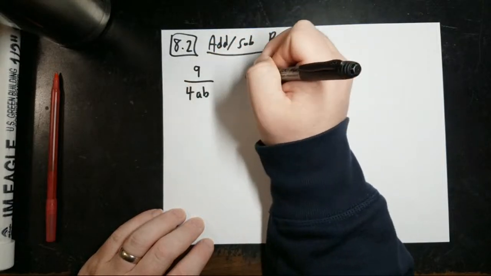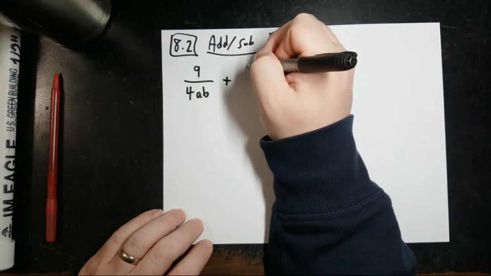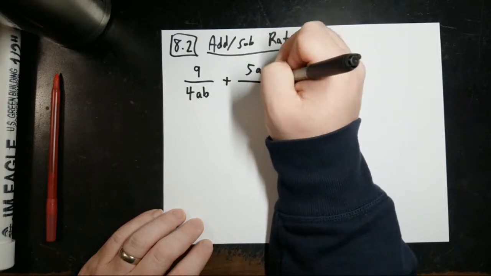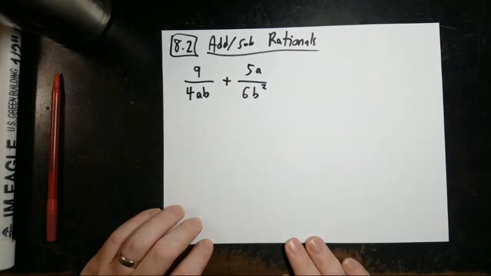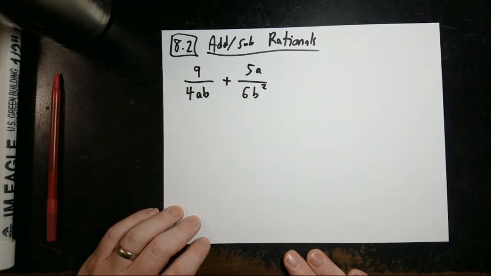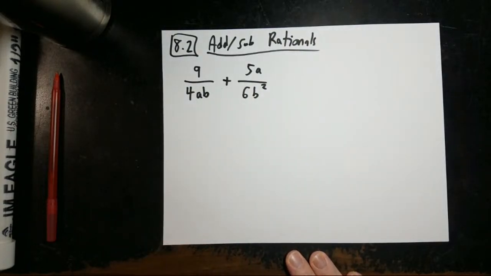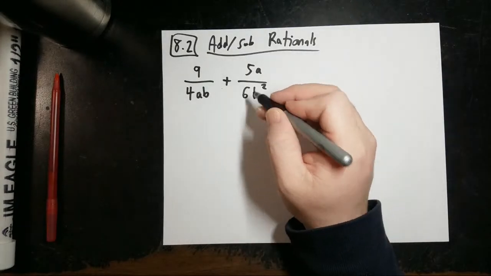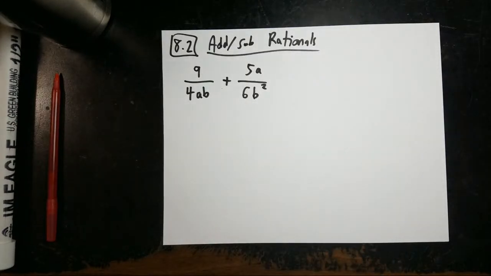Nine over 4ab plus 5a over 6b squared. Now, the directions would say something to the effect of simplify. And yeah, you're not solving for anything, you're just simplifying. But in order to simplify, you have to bring these two fractions together into a single fraction. That single fraction needs to have a common denominator.